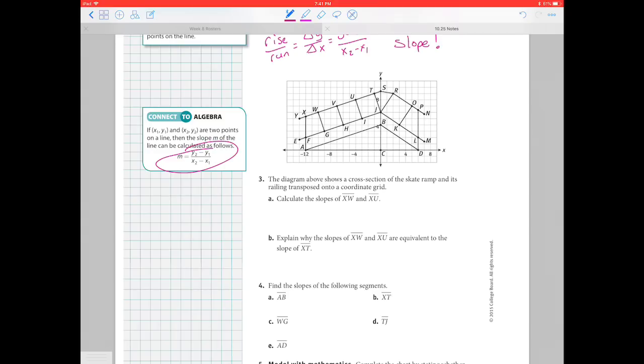Some of our classes did this diagram specifically for 3A and 3B. We had different ones in my book versus your book. So if we look at this, WU, I'm sorry, I think you have VU in your book. VU is this line segment right here, which we go up 1 over 3, so that has a slope of 1/3. WV is this line segment right here, which again is up 1 over 3, so again 1/3. And it asks why the slopes of VU and WV are equivalent to XT.